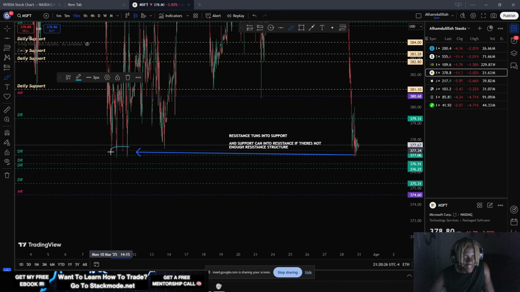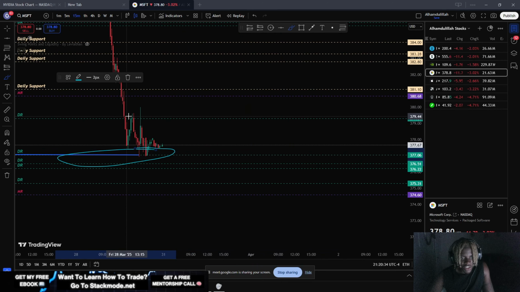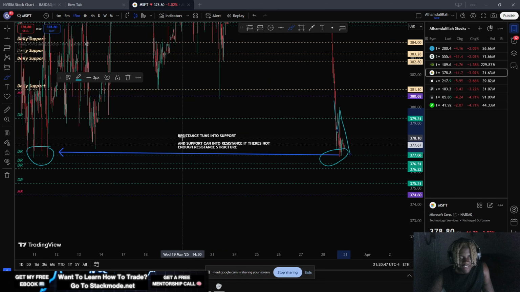You see over here how support was created, right? You see how price is trying to create support here, right? Okay, let's go ahead and analyze. What did price do at this daily resistance level right here? It came down, it broke past it, and then it wicked back up, right? And came back down, correct? Now that's all we're going to do: wait for the same thing.